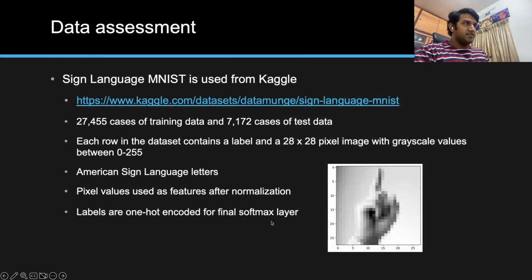As for the data assessment, we are using the Kaggle dataset, which is the Sign Language MNIST. It's like an MNIST dataset, but in this case, we're using sign languages from the hands. It has 24,455 training data with 7,000 and odd test data. Their size is 28 by 28, black and white pictures, and their corresponding labels are given for the label data. And we're using American Sign Language.